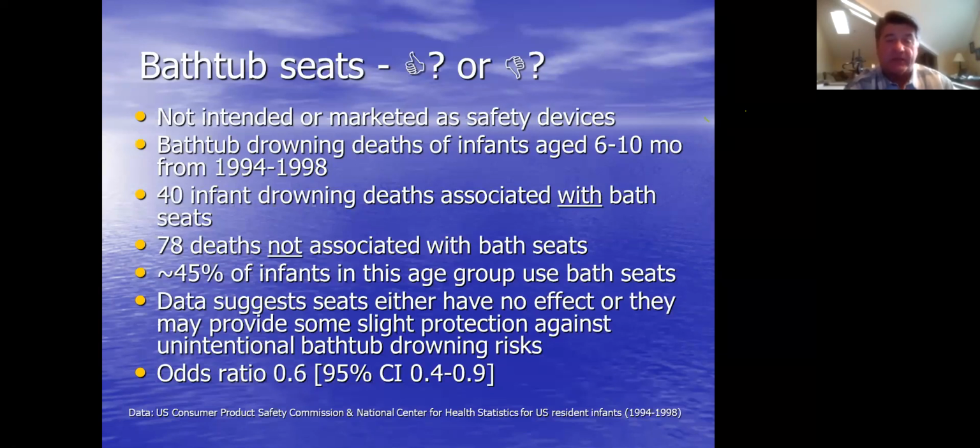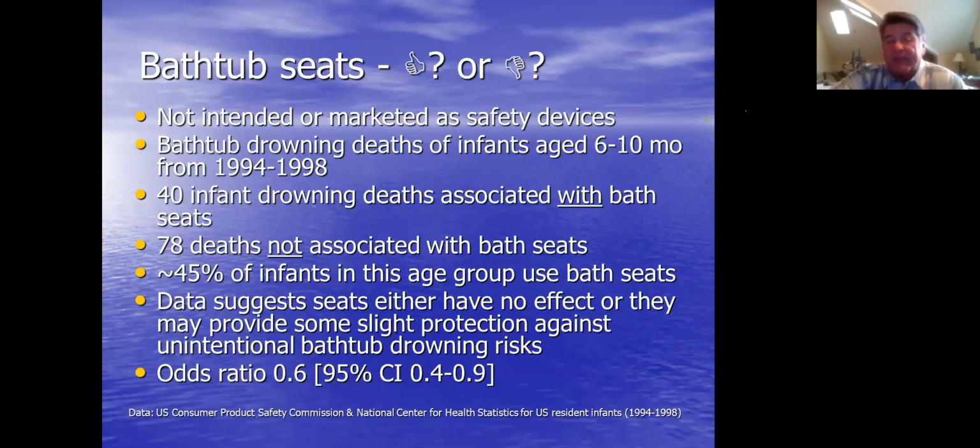Bathtub drowning deaths of infants aged 6 to 10 months from 1994 to 98 were studied, and they found 40 infant drowning deaths associated with bath seats. 78 were not associated with bath seats, so approximately 45% of the infants in this group used bath seats.